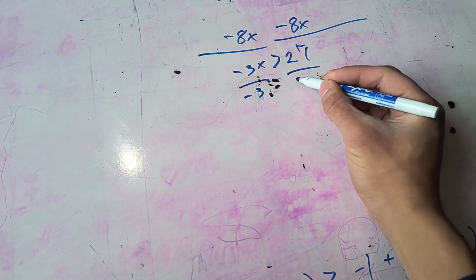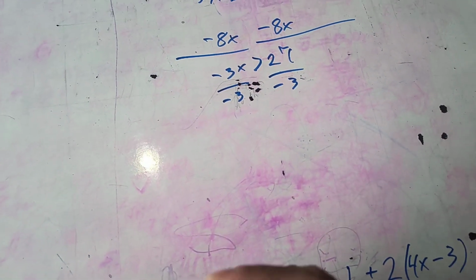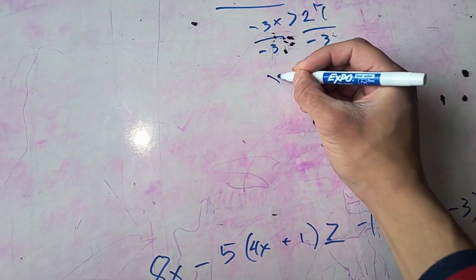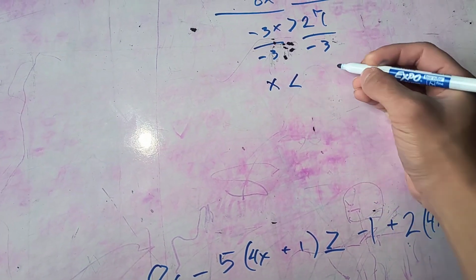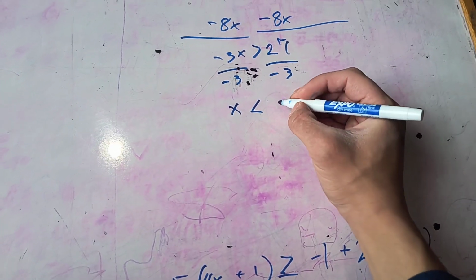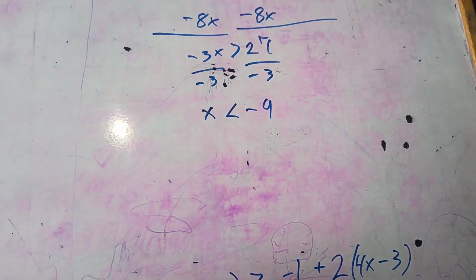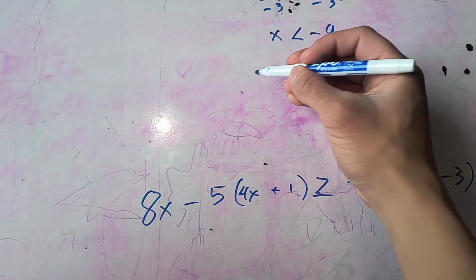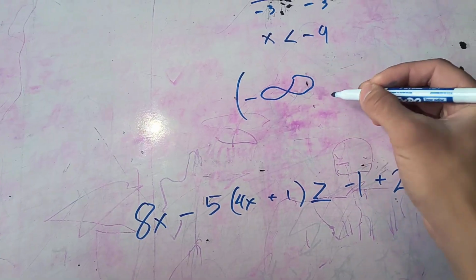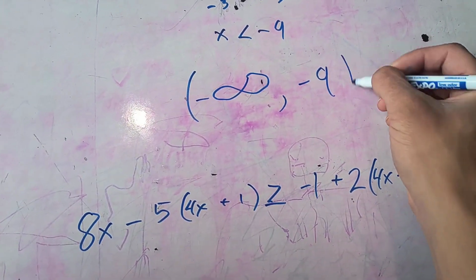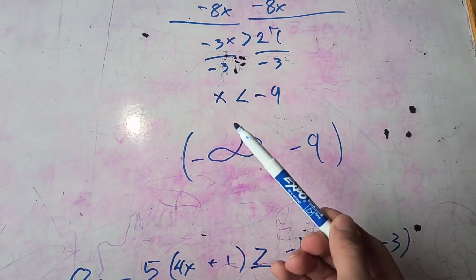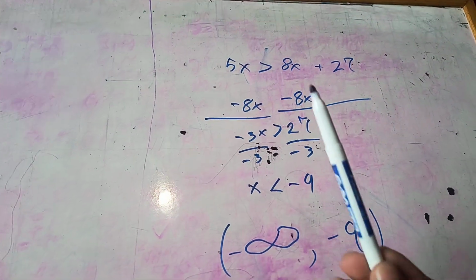And since we're dividing both sides by negative 3, we'd have to swap the inequality. And 27 divided by negative 3 would be negative 9. So this is saying that anything less than negative 9, all the numbers less than negative 9, satisfy this inequality.